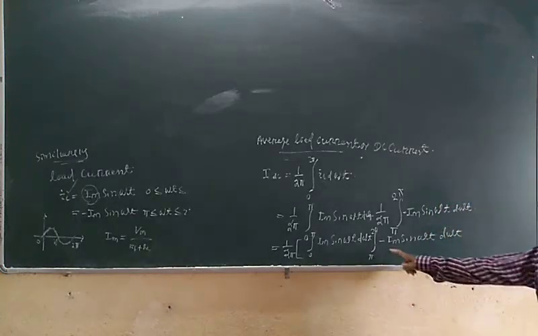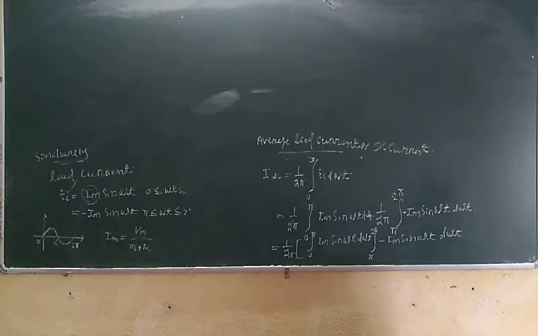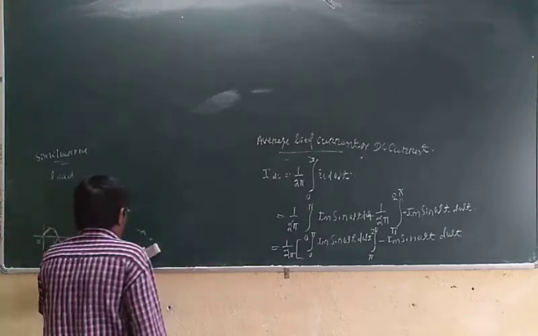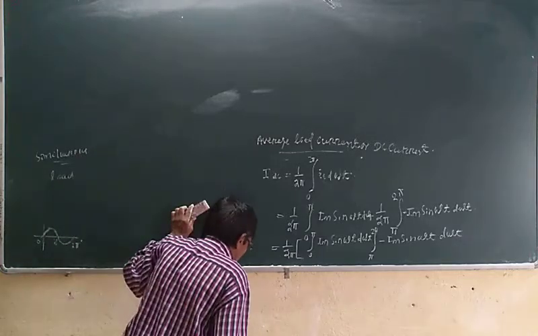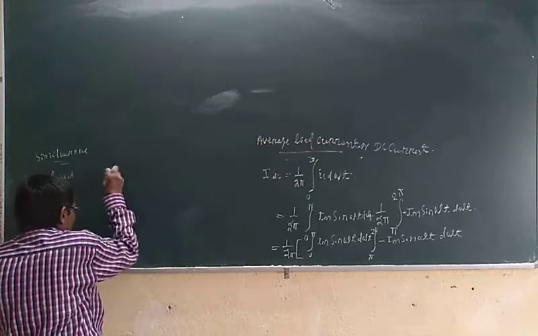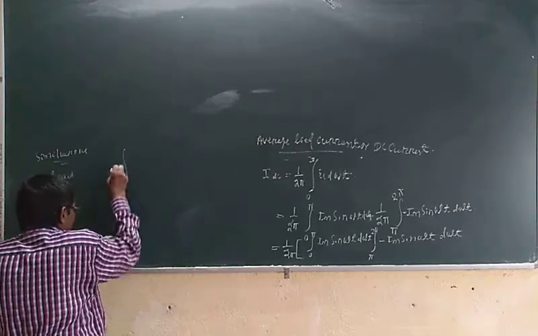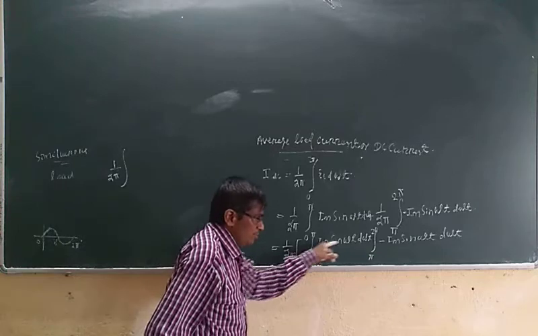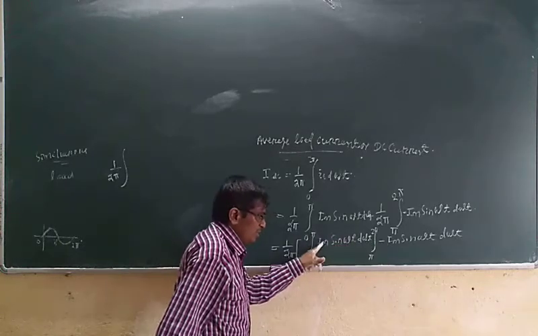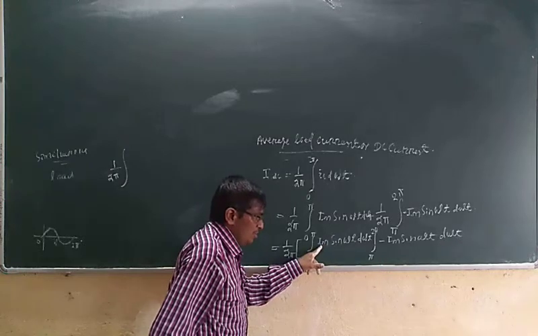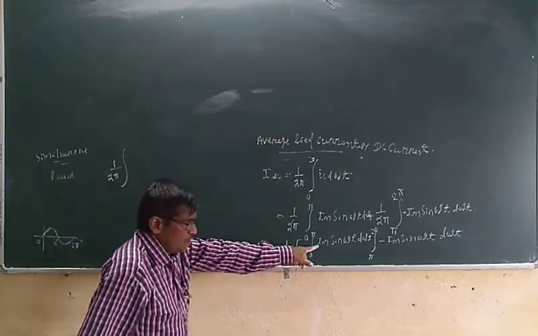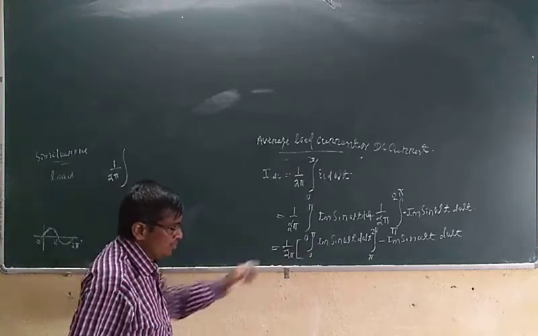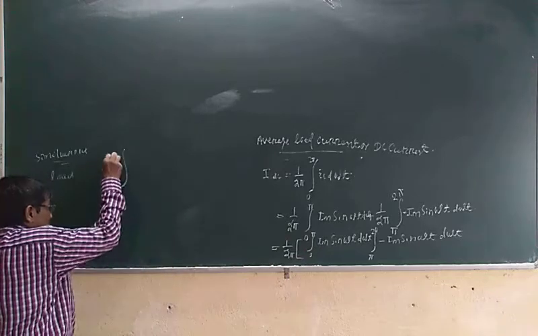Now again we simplify this integration and get the result. Now we see here Im and here Im. So Im is common on both sides and is not integrated, because that is a fixed point, the maximum point. This is the constant term. The constant term we can take outside, that is Im by 2 pi.